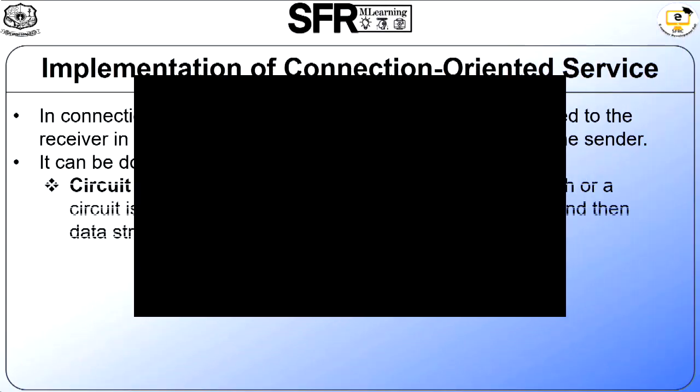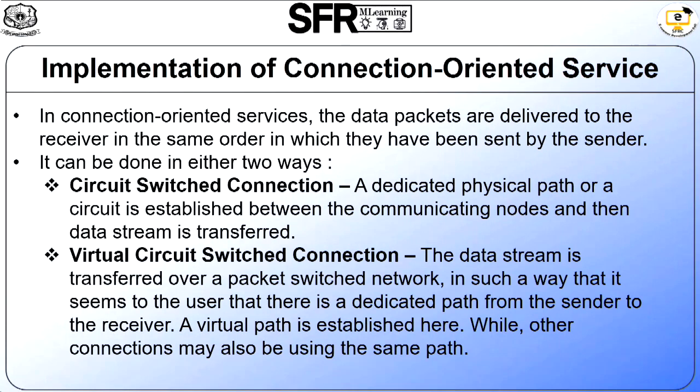Next issue, implementation of connection oriented services. The connection is established here. Routing from the source machine to the destination machine is chosen as part of the connection setup and stored in tables inside the routers. That route is used for all traffic flowing over the connection. When the connection is released, the virtual circuit will be terminated.